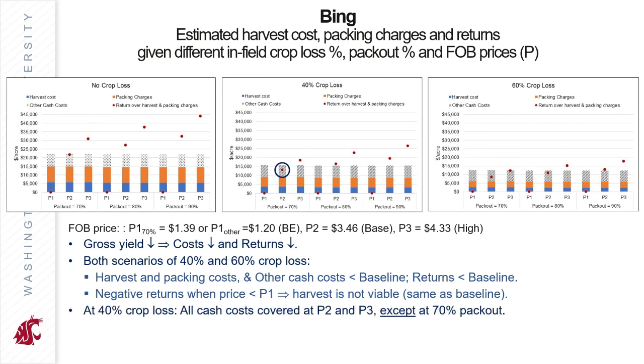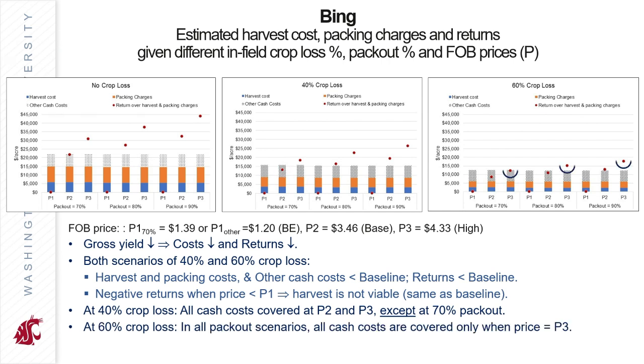At 40% crop loss, all cash costs are covered when the price is equal to the base price and high price, except when pack out is at 70%. And at 60% crop loss, in all pack out scenarios, we find that all cash costs are covered only when the price is high. In this case, at $4.33 per pound.